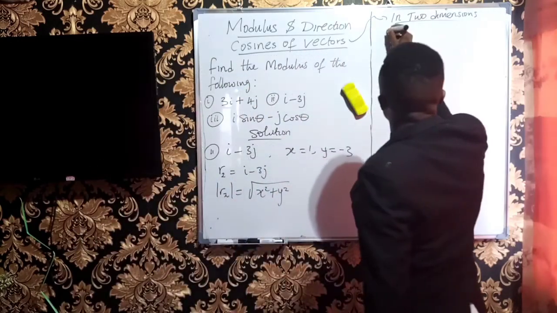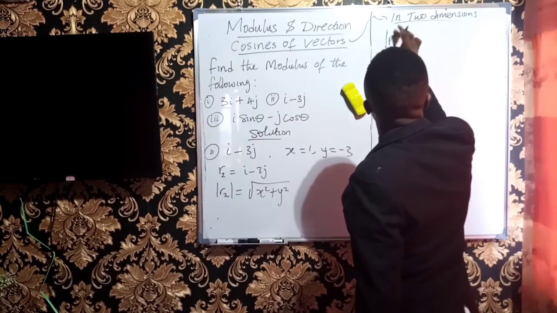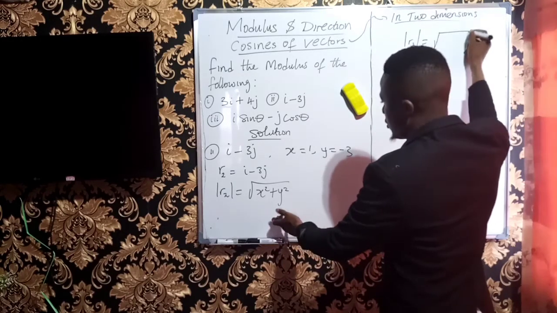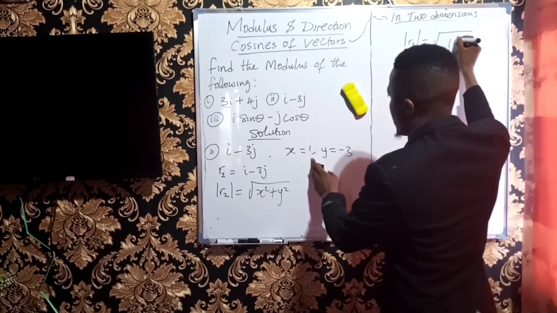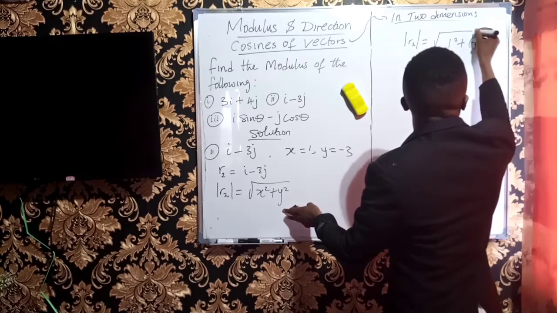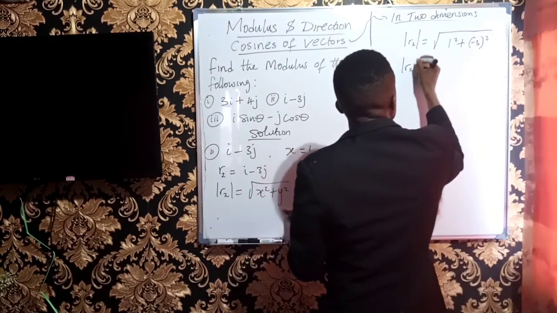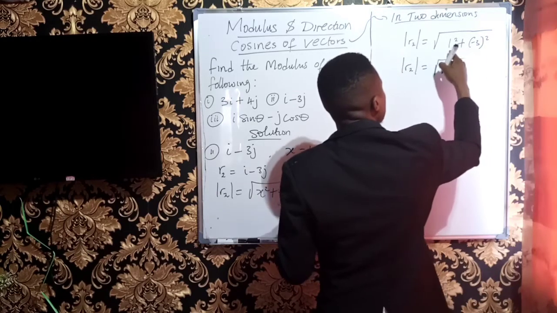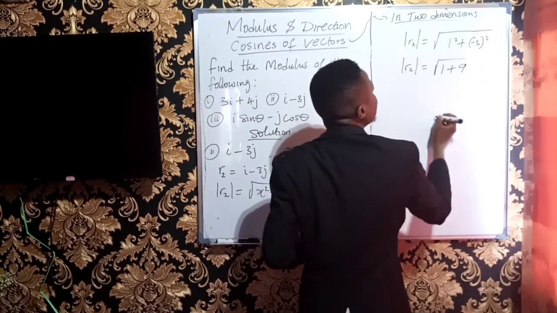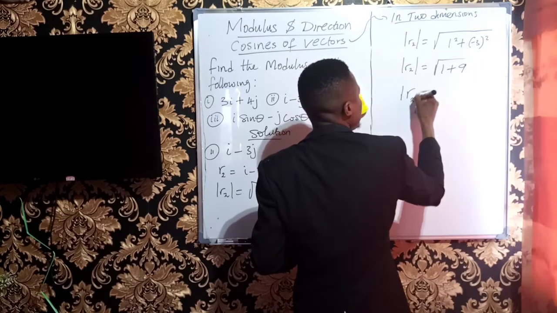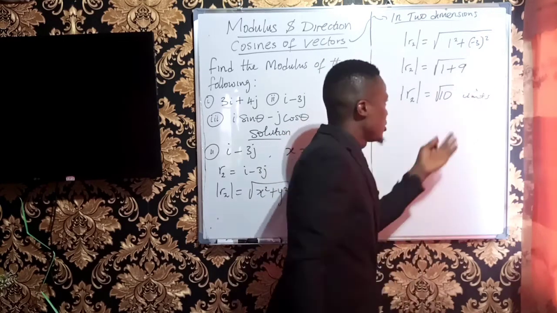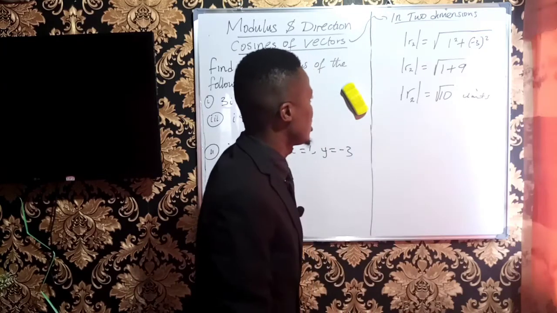So now modulus of r2 will be the square root of x, which is 1, so I have 1 squared plus y, which is minus 3, all squared. So modulus of r2 will give me square root of 1 squared, which is 1, plus minus 3 squared, which gives me positive 9. So modulus of r2 is square root of 10 units, which if you like you can use a calculator to find the value of, but it's not necessary.